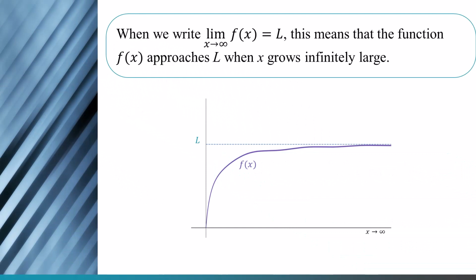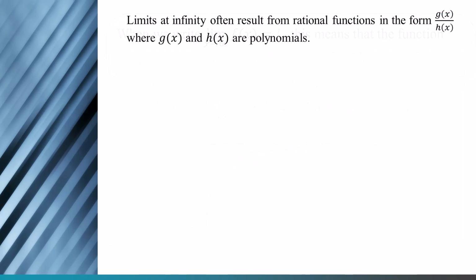When we write the limit as x approaches infinity of f of x equals L, this means that the function f of x approaches a number L when x grows infinitely large. Limits at infinity often result from rational functions in the form g of x over h of x, where g of x and h of x are polynomials.